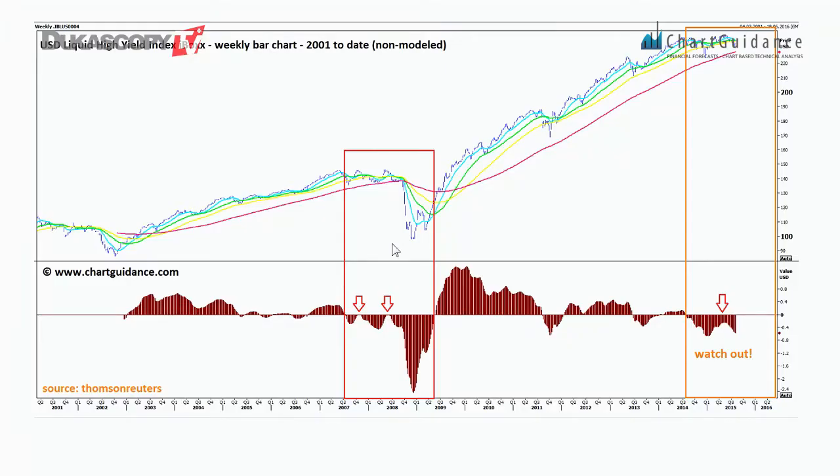On the first slide, which is a weekly bar chart of the US dollar liquid high-yield index from the iBoxx company, we see that regarding the MACD, we have a first kind of warning as the MACD has entered negative territory and is reaccelerating to the downside, as it did between 2007 and 2008.